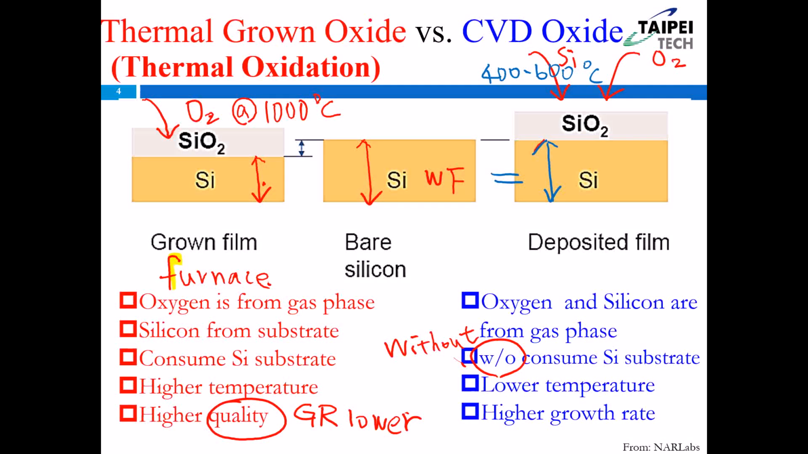And the growth rate is higher, so the quality is not as good. It's not as good as the thermal oxide. Okay, but in industry, of course, they can deposit the CVD oxide with high quality, but not as good as the thermal oxide.